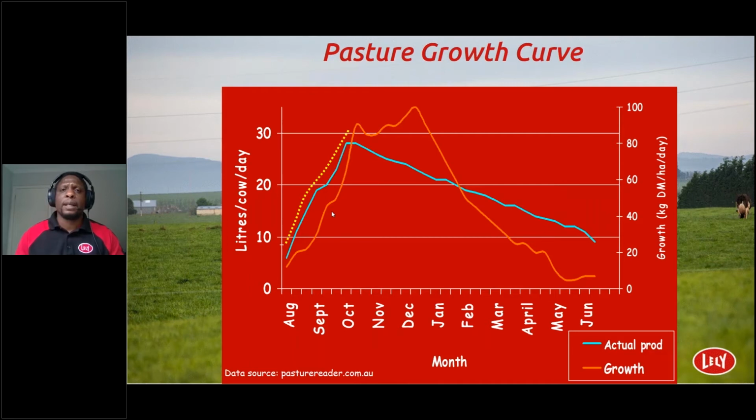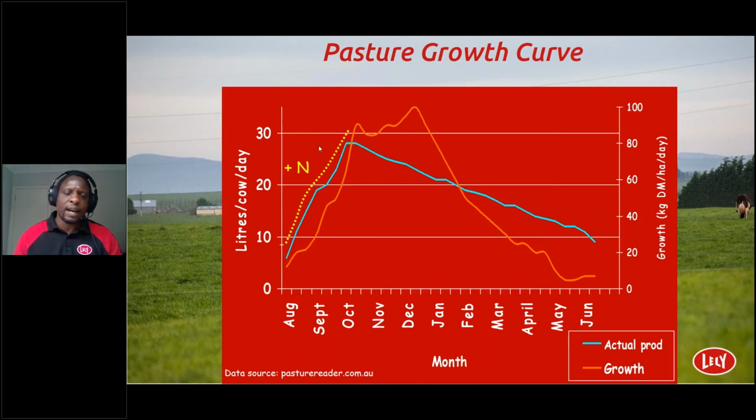If you are in an area or a region where you cannot grow pasture in most times of the year, please do not feel left out, because we have options for you and we are happy to discuss these options with you.